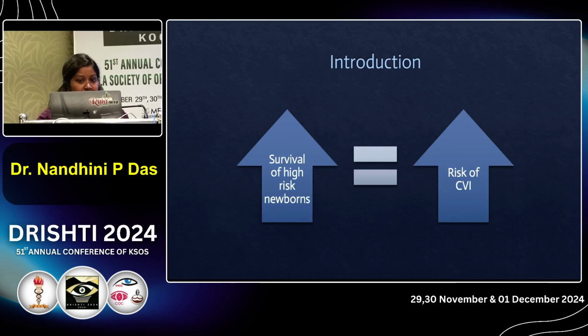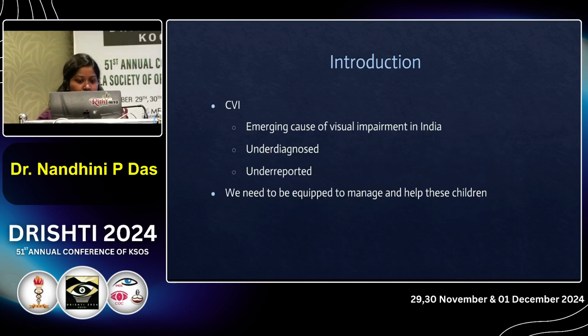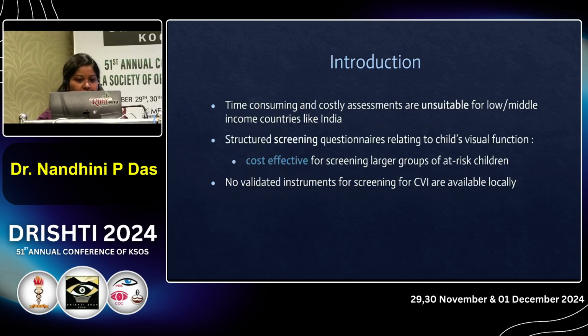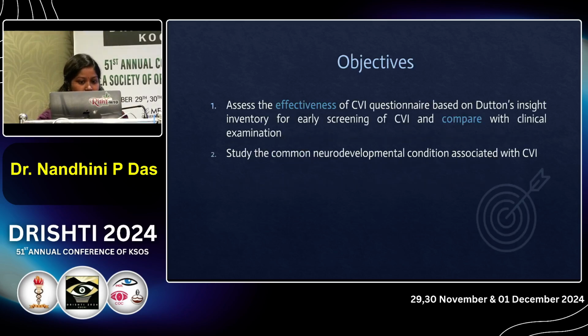Recent trends have shown that increased survival of high risk newborns has increased the risk of CVI along with other neurodevelopmental conditions. It is one of the emerging causes of visual impairment in India. It is underdiagnosed and underreported in India, so we must be equipped to manage these children. A structured screening questionnaire relating to child visual function helps in eliciting the signs and symptoms and is cost effective for screening a larger group at risk. No validated instrument for screening is available locally.